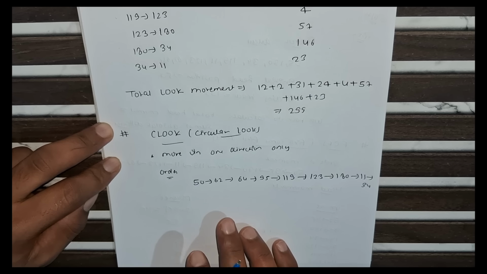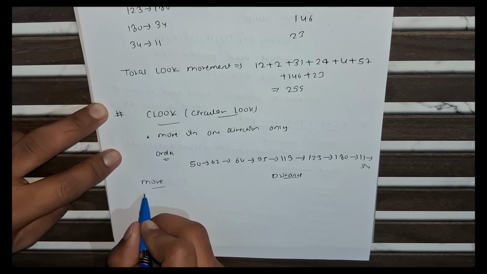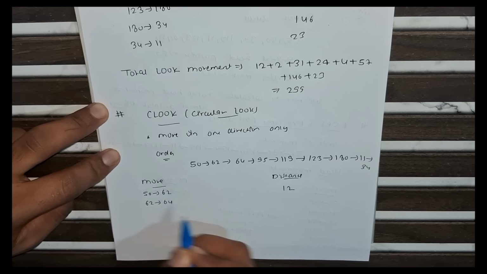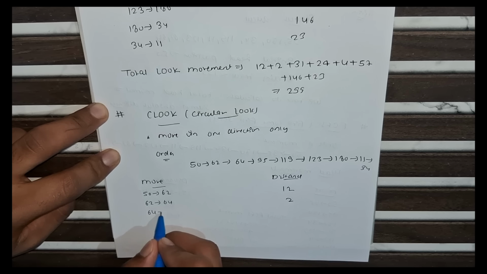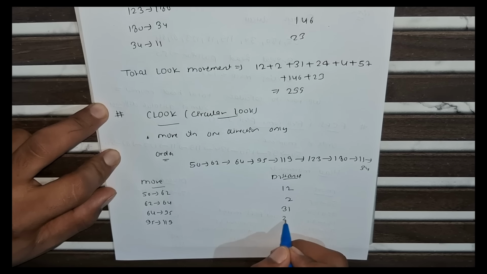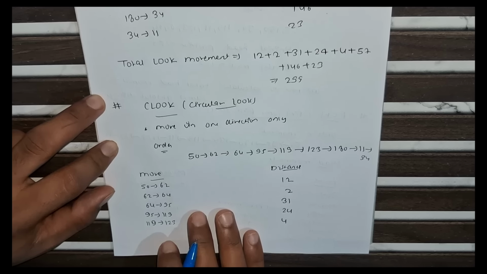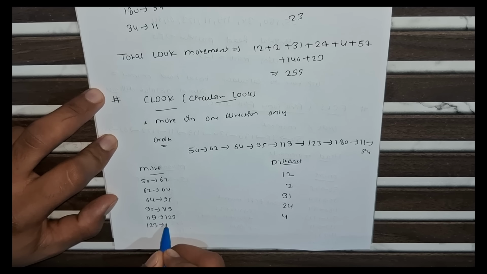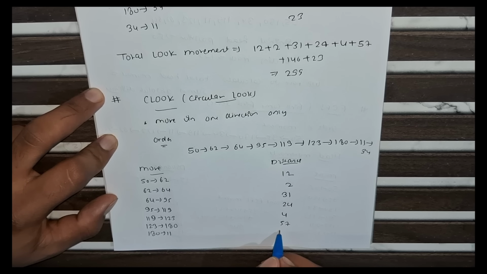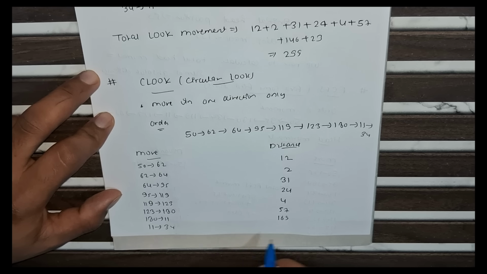Now we have to calculate the distance of movements. So this is move, this is distance. 50 to 62, the distance is 12. 62 to 64, the difference is 2, and 64 to 95 the distance is 31, 95 to 119 the distance is 24, 119 to 123 the distance is 4, 123 to 180 the distance is 57, and 180 to 11 the distance is 169, and 11 to 34 the distance is 23.